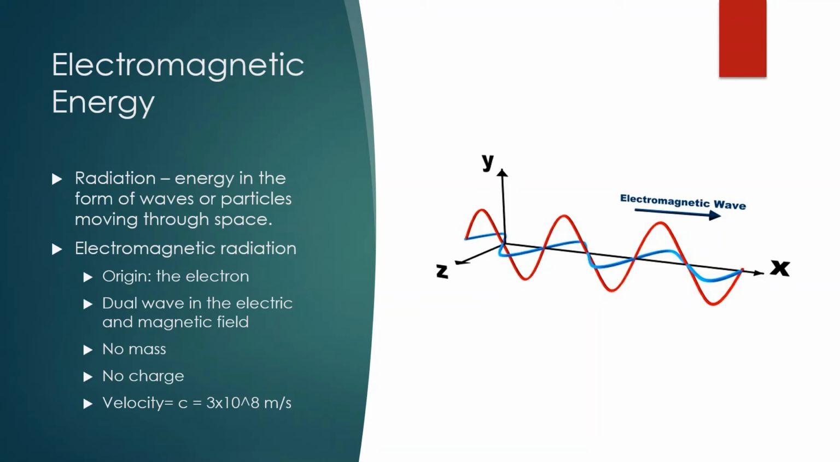Electromagnetic radiation originates from the electron. The electron is a negatively charged particle with an atomic mass of about 1/1800th of a proton. And it's the origin of electromagnetic radiation. So electromagnetic radiation is a dual wave in the electric and magnetic field. So the electric and magnetic fields are disturbed, kind of like water in a pond is disturbed when you drop a pebble into it. These types of waves, though, have no mass, no charge, and their velocity is fixed. The velocity is the speed of light because it is light. The velocity is equal to c, the constant, the speed of light, which is equal to 3 times 10 to the 8th meters per second, or said in another way, 300 million meters per second.